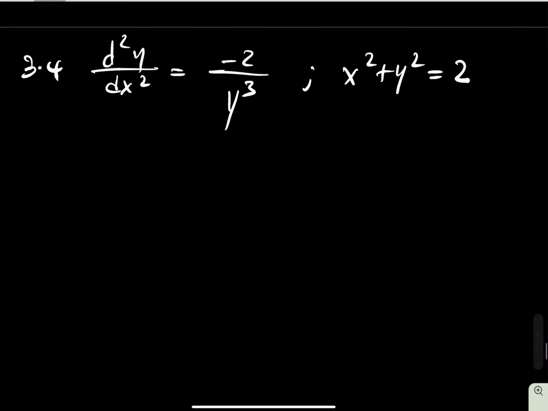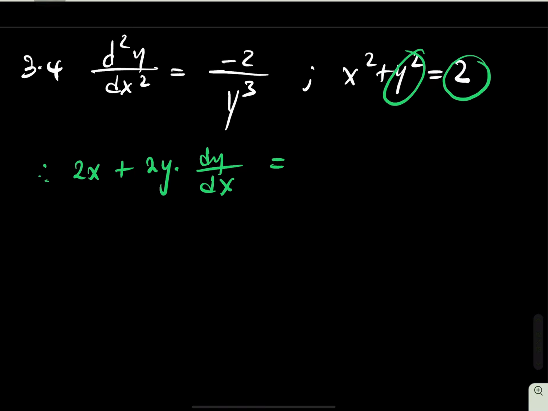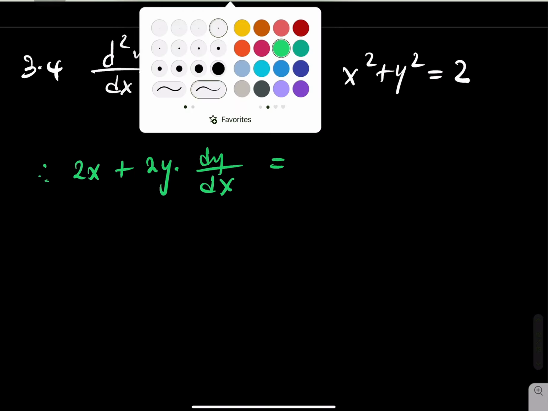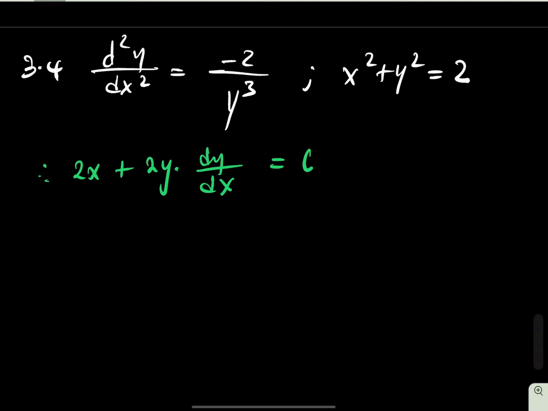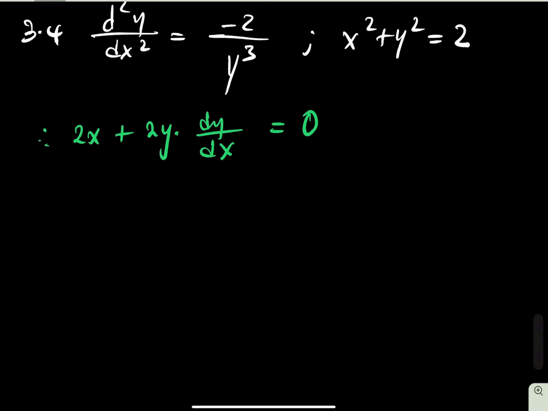So I'm going to differentiate that circle. You differentiate x squared, you get 2x, plus you differentiate y squared, you get 2y multiplied by a y prime, which is the first derivative. dy by dx is equal to the derivative of 2, which should be 0 since it's a constant. You want to solve for dy by dx. So this will be 2y dy by dx is equal to negative 2x.